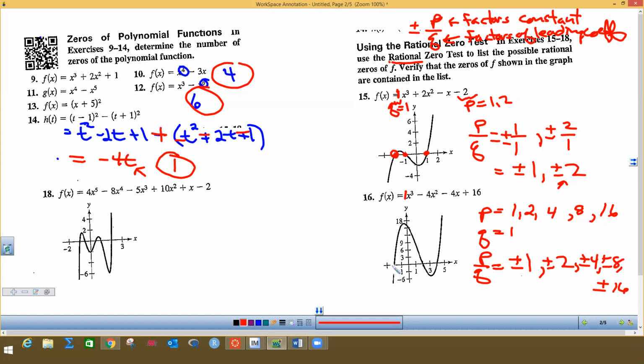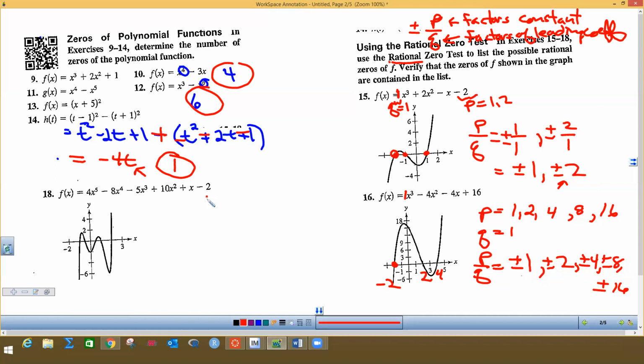So if you look here, there's my first zero. That is a negative 2, which is right there. My second zero is a positive 2, which is right there. My third one is positive 4, which is right there. So I'm showing the actual zeros are in here.